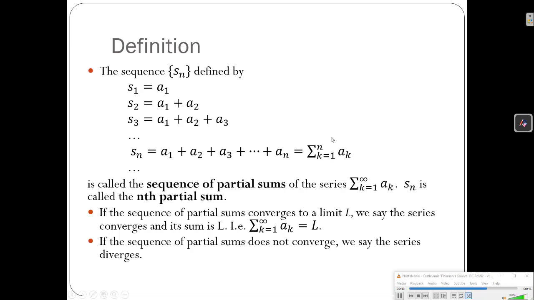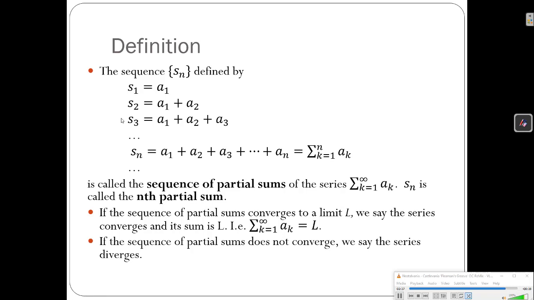Here's a nice way of saying it just using sigma notation. This S1, S2, S3, S4, S5, and so on is called the sequence of partial sums of the series, the sum from k equals 1 to infinity of a sub k. And S sub n is called the nth partial sum, as I said. Now, this is actually what determines the convergence or divergence of a series.